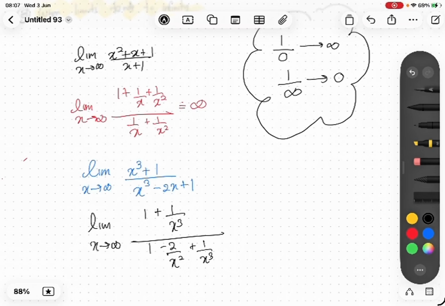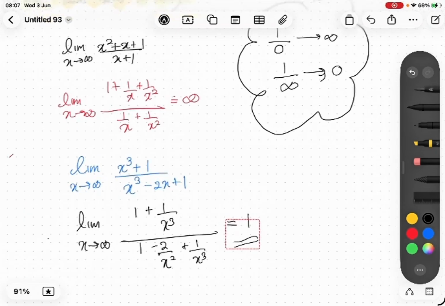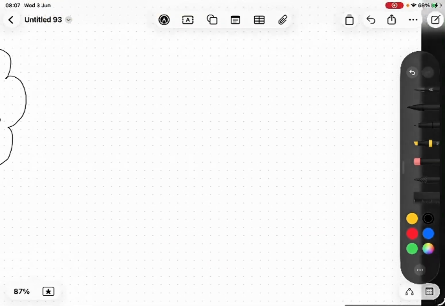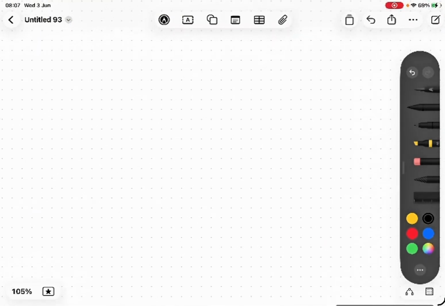Okay, so you know when the denominator tends to infinity, the answer tends to 0. So all these 3 tend to 0. Therefore your answer will be plus 1. Okay, right. Now let's move to the fourth question pattern that you could get.